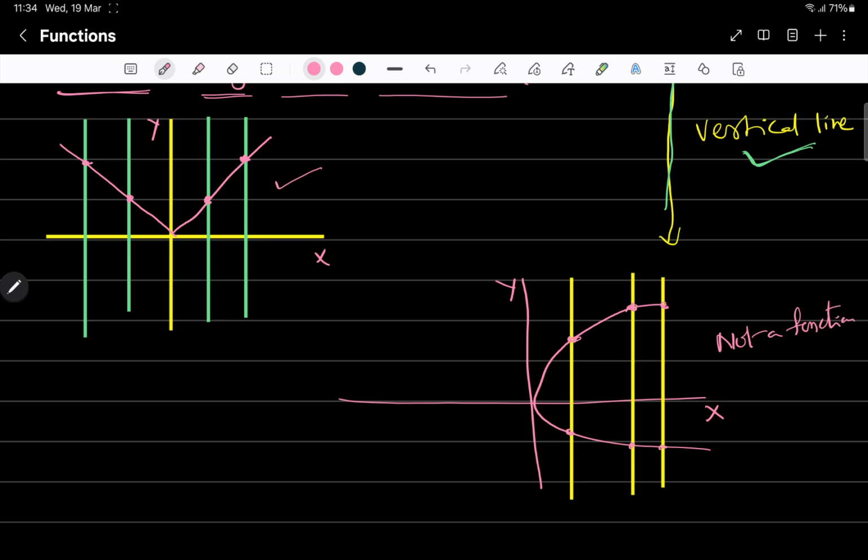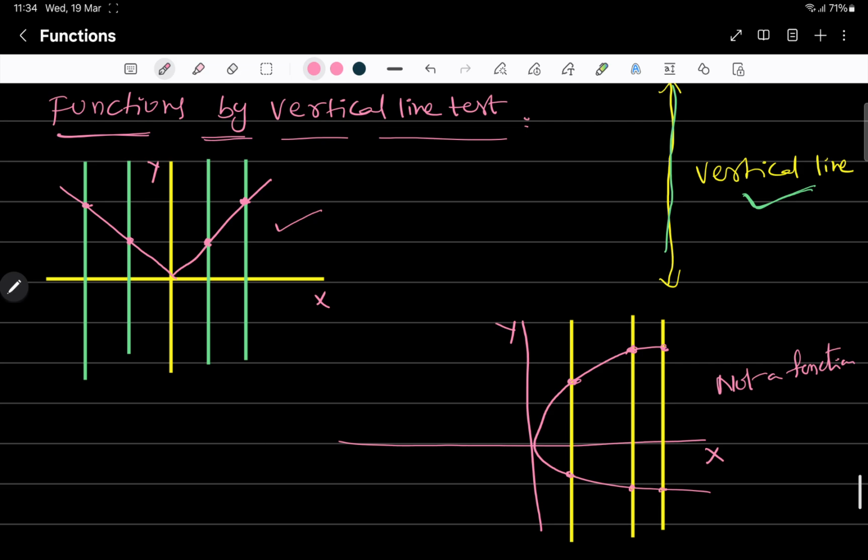Using vertical line to verify the given graph is a function or not, if the vertical line cross the graph only at one place, then only this is a function. Otherwise the graph is not a function.